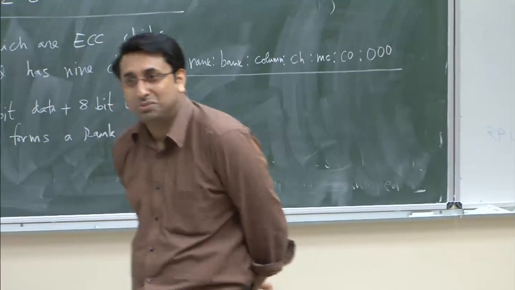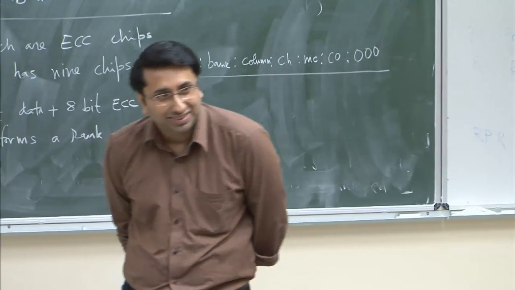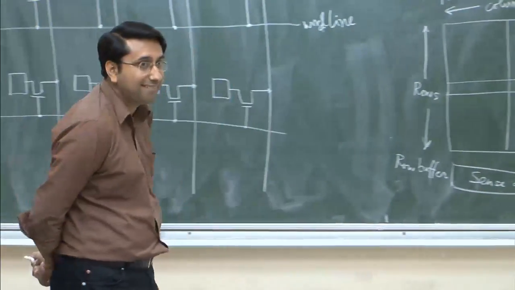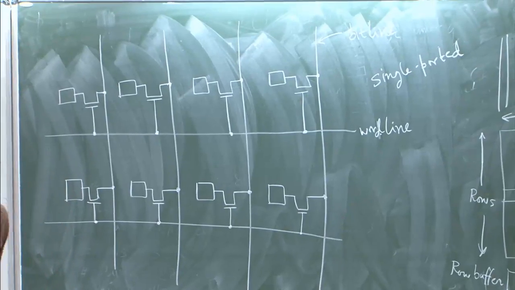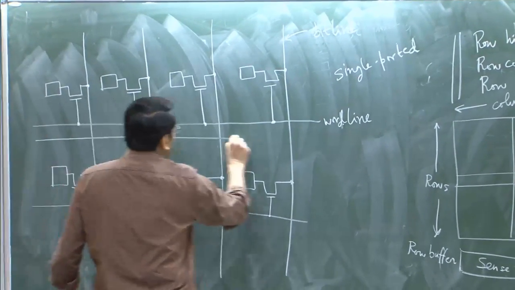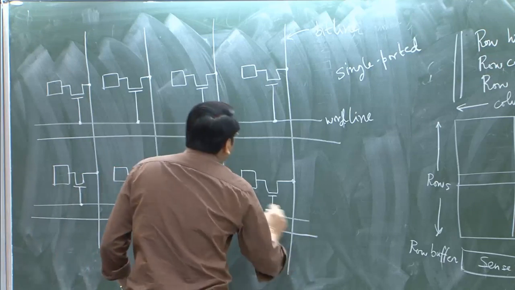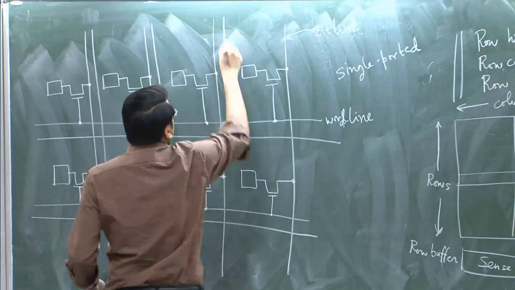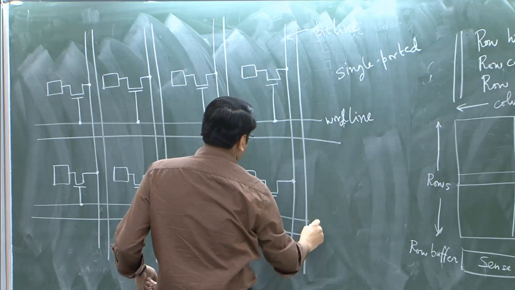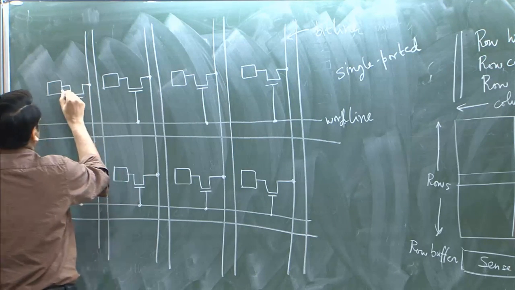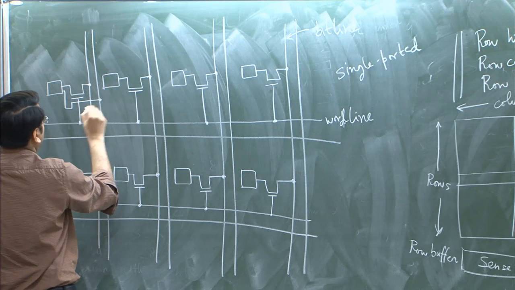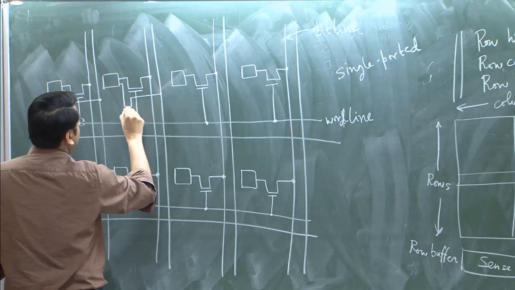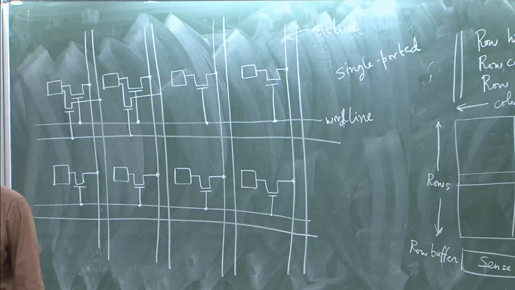Nothing else. Add more bit lines and switches. Just more bit lines, and switches to connect to those bit lines. Do I need more word lines? Yes. So I add one more word line per row. I add one more bit line per column. And I add one more switch. Alright, now it's clear, right?